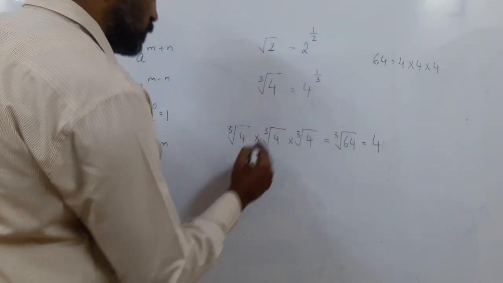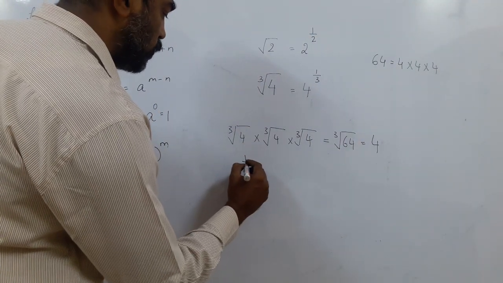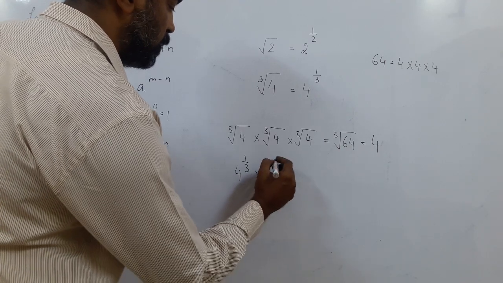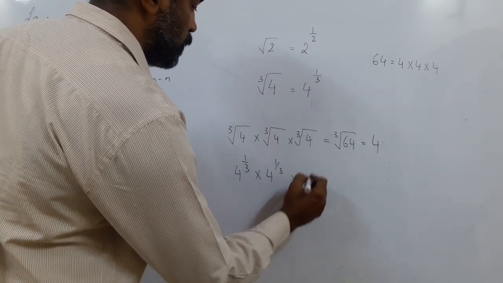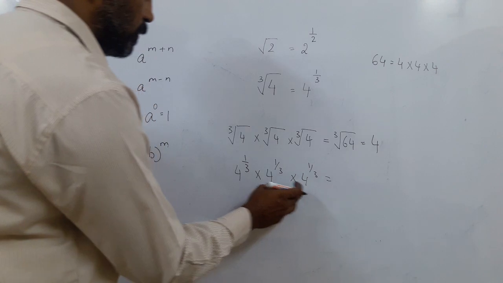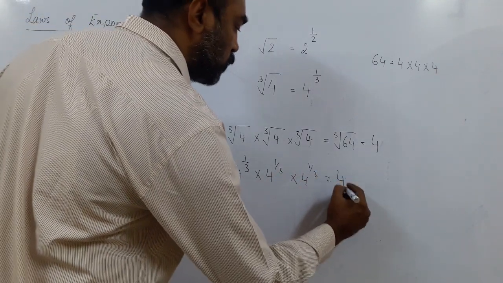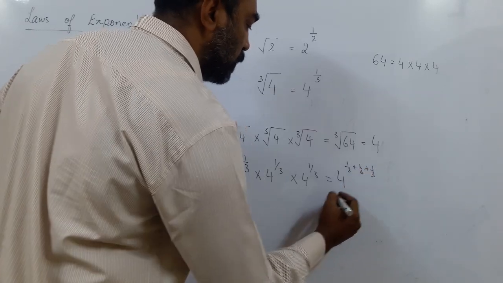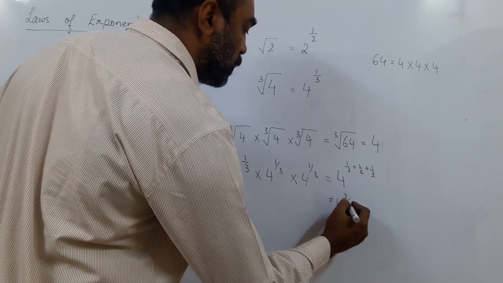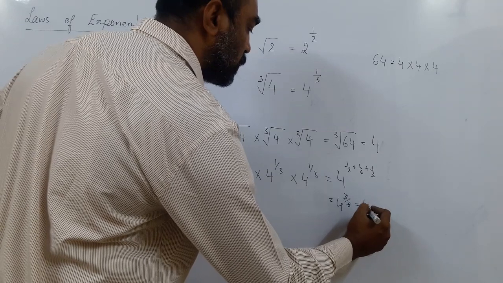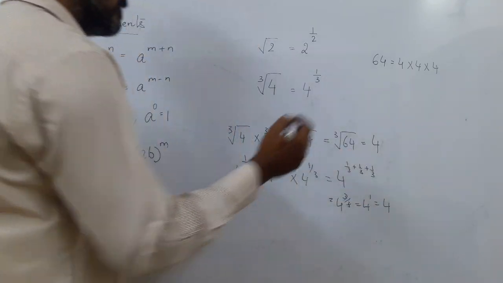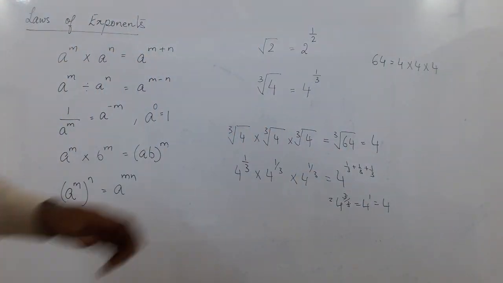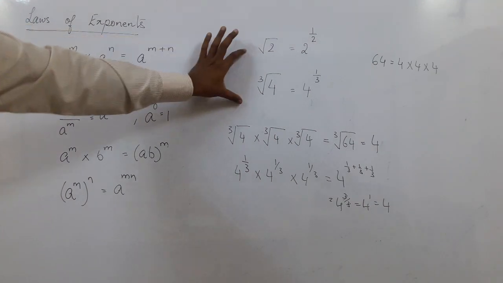Now writing cube root of 4 as 4 raised to 1 by 3, 4 raised to 1 by 3 into 4 raised to 1 by 3. The base is the same, so we add the powers. 1 by 3 plus 1 by 3 plus 1 by 3. That is 4 raised to 3 by 3. 3 3 cuts, so 4 raised to 1 equal to 4. This I have just verified, but I hope you understood how to write the powers.